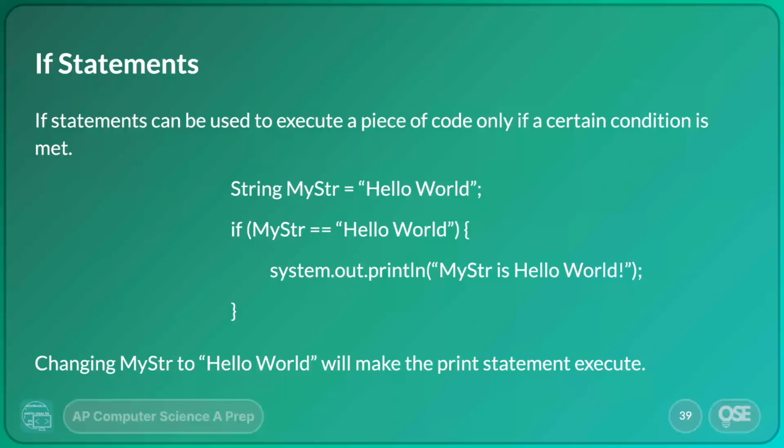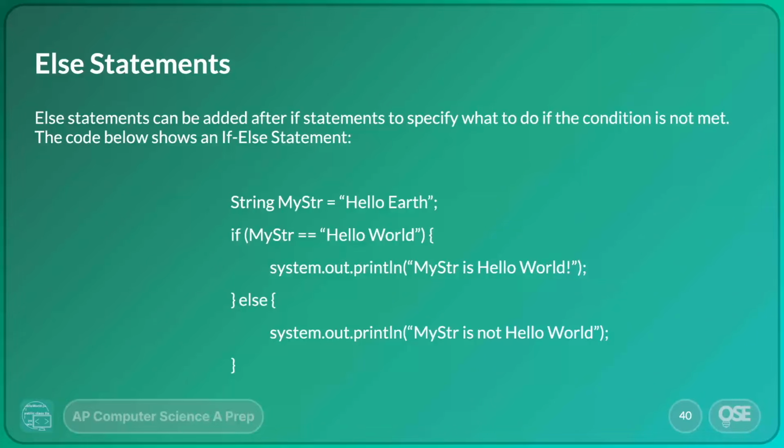If we changed my string to hello world, then our print statement would execute, and this code would result in my string is hello world. Else statements can be added after an if statement in order to specify what to do if the condition is not met. Take, for example, our string being equal to hello earth. Our if statement in this case would not execute, as my string is not equal to hello world, but that would cause our else statement to execute. So this code would result in my string is not hello world.